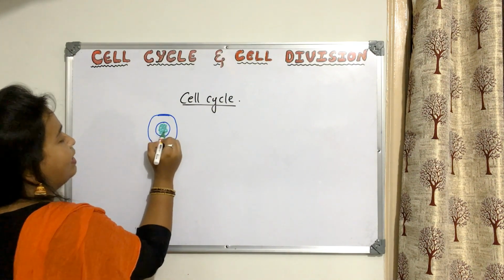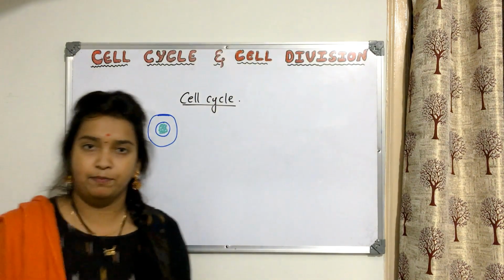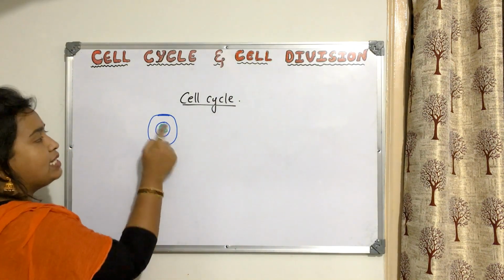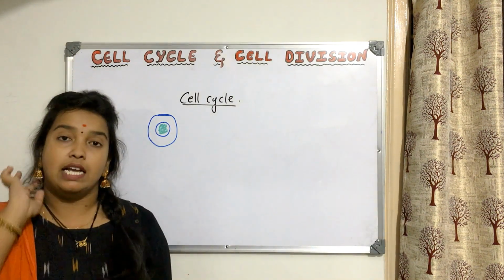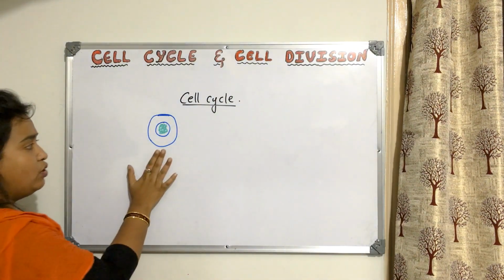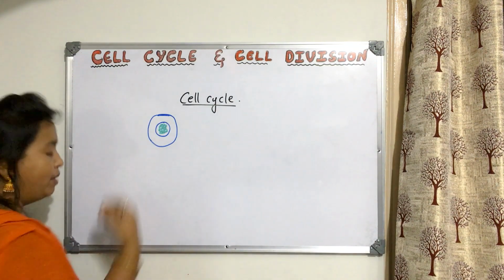And what is this chromatin? It's nothing but DNA. Yes or no? You people know this very well. This is cell, this is nucleus. Inside the nucleus, what do we have? Inside the nucleus, we have DNA. Now, let us consider this is a normal cell.